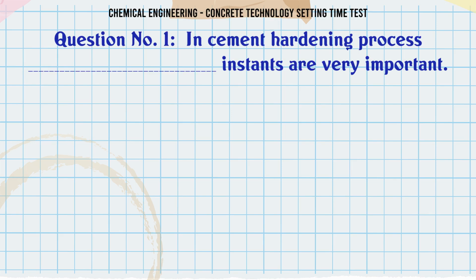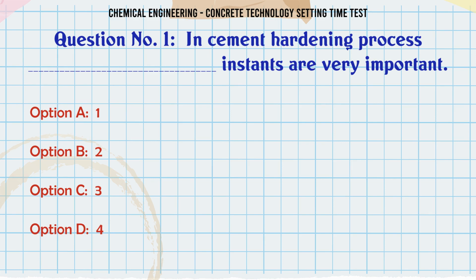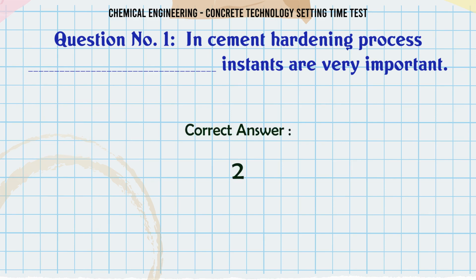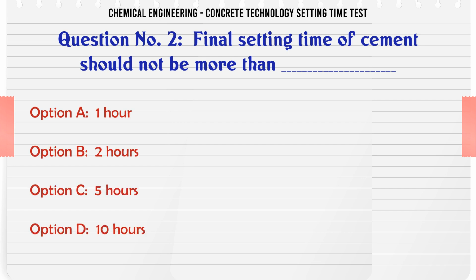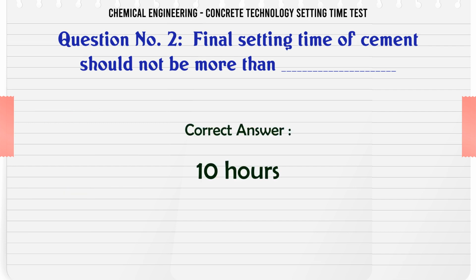In the cement hardening process, instants are very important. A 1, B 2, C 3, D 4. The correct answer is 2. Final setting time of cement should not be more than A 1 hour, B 2 hours, C 5 hours, D 10 hours. The correct answer is 10 hours.